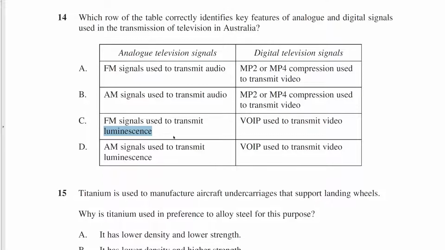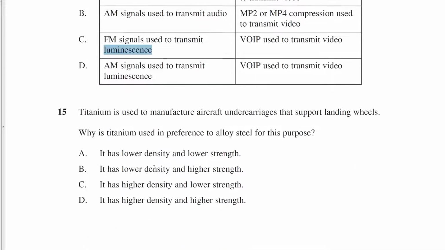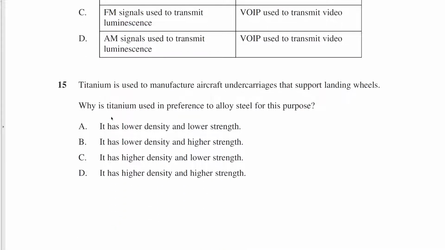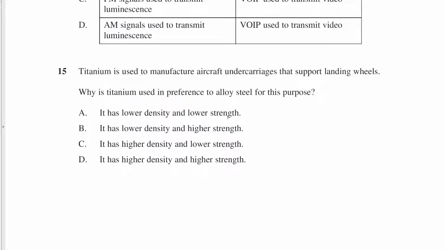We're up to 14. Okay, titanium. Why is it preferable over steel when we're talking about landing wheels? Okay, titanium has a low density. It's relatively light per cubic centimeter, or it's certainly lighter than steel per cubic centimeter. I am not going to look up the relative densities.